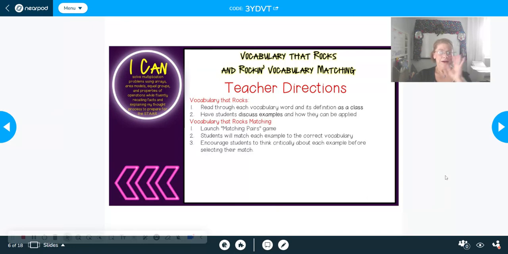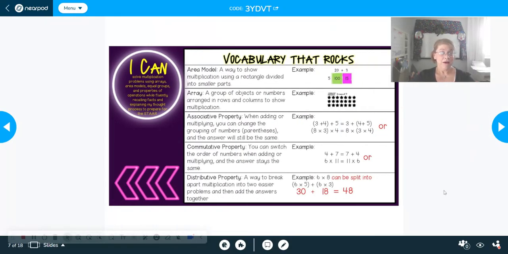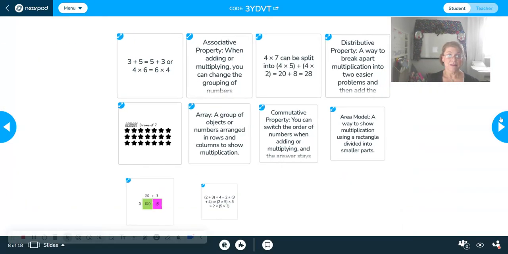For our vocabulary, they're just doing Nearpod matching. So it's pretty simple. They'll have area, model, array, associative property, commutative property, and distributive property. So they'll just go over those vocabulary terms and then review the examples. The examples and the terms are exactly the same, so they're just matching this. It is easy peasy lemon squeezy.